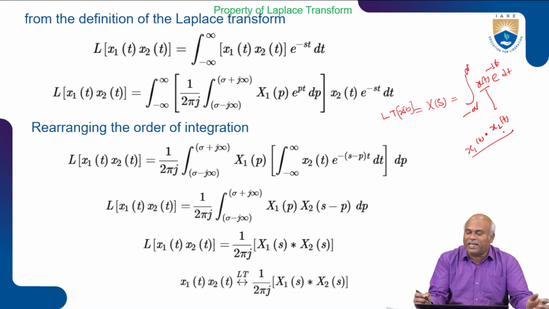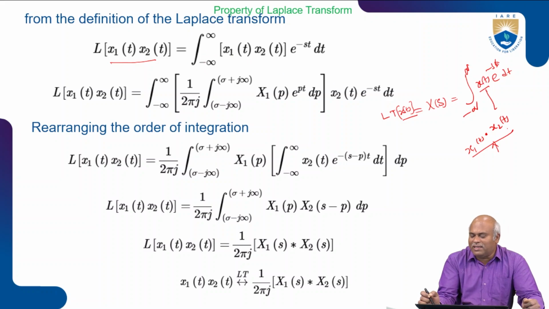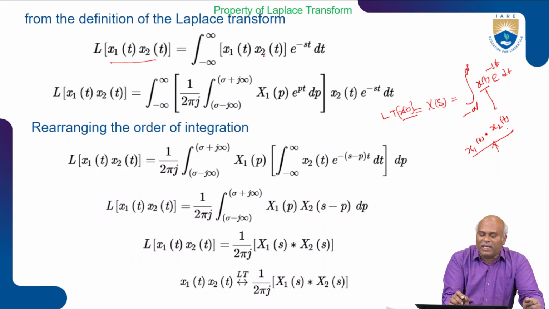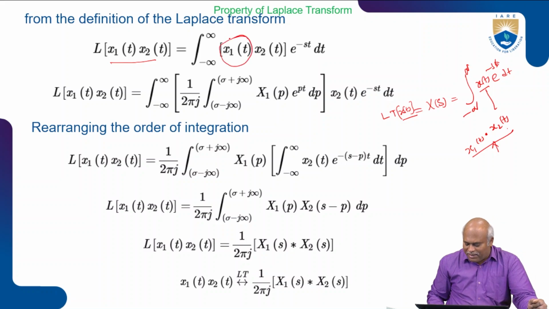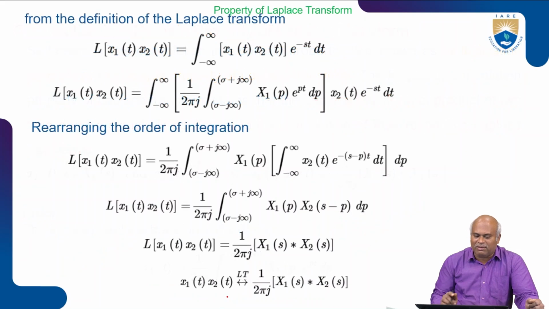As per the statement of the convolution property, the two signals are multiplied in the time domain. So instead of x of t, I substitute x1 of t x2 of t, giving the integral from minus infinity to plus infinity of x1 of t x2 of t e power minus st dt. We know the formula of x1 of t from the inverse Laplace transform, so we substitute it into this equation.